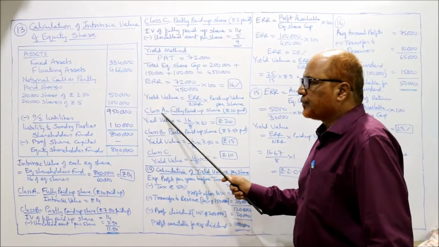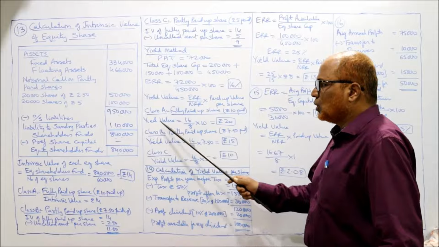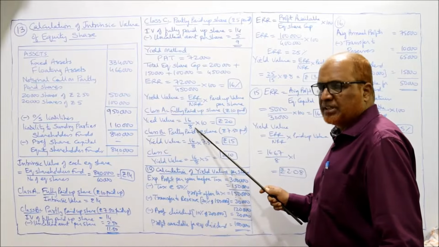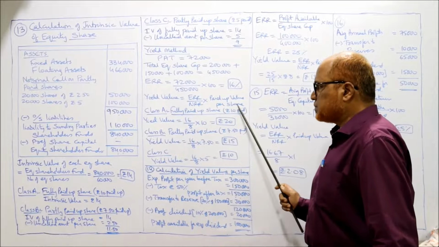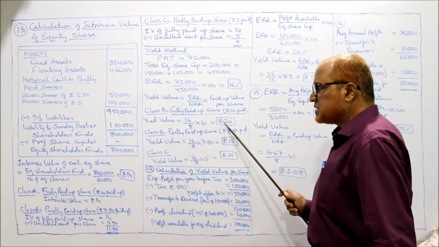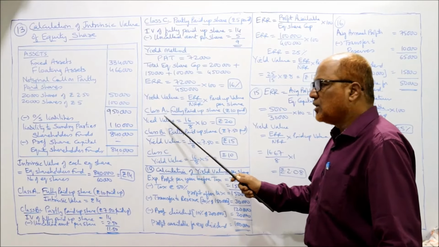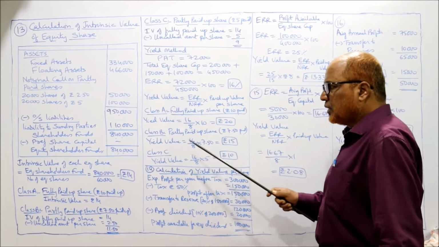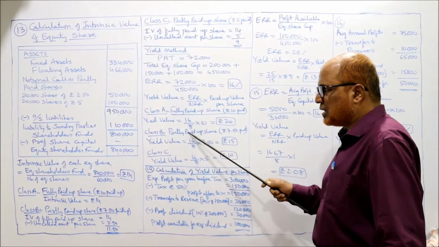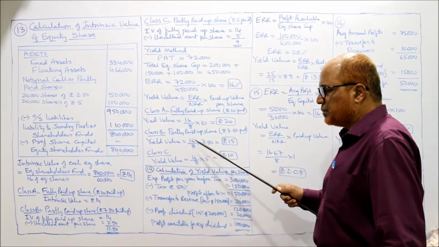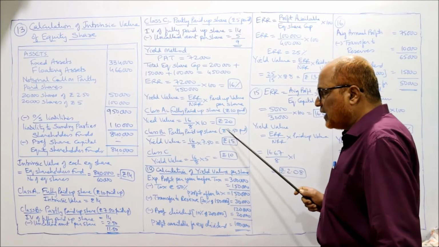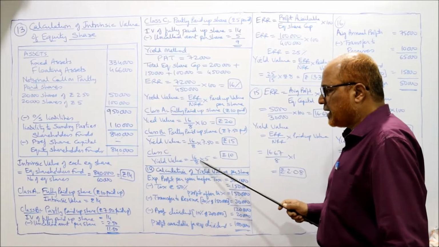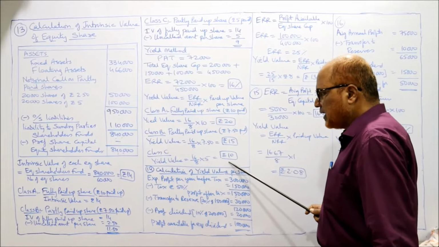Now class A, fully paid up share, 10 rupees. So yield value is 16% ERR over NRR 8%, which is given in the problem, into 10 rupees paid up value. So 20 rupees is the yield value for A class. For B class, partly paid up shares, 7 rupee 50 पैसा paid up. तो इसके लिए yield value 16 by 8, ये तो same है. Expected rate of return 16%, NRR 8%. Paid up value यहाँ पर 7.5 हो गया, तो yield value 15 rupees. C class: 16 by 8 into 5 rupees paid up, 10 rupees.